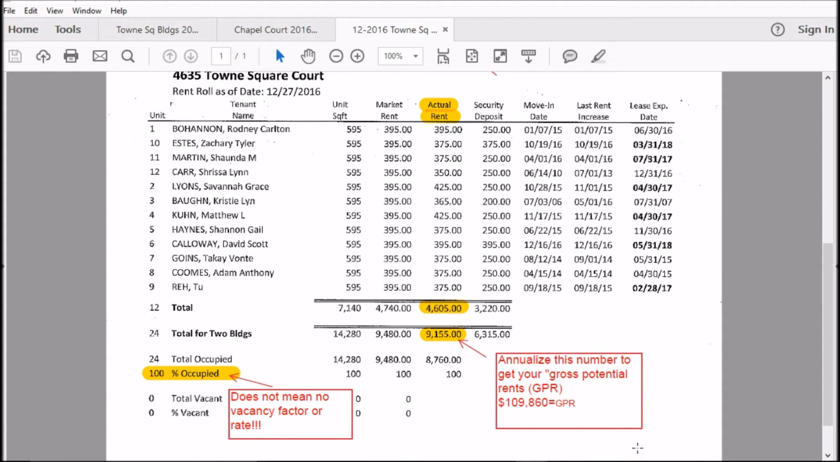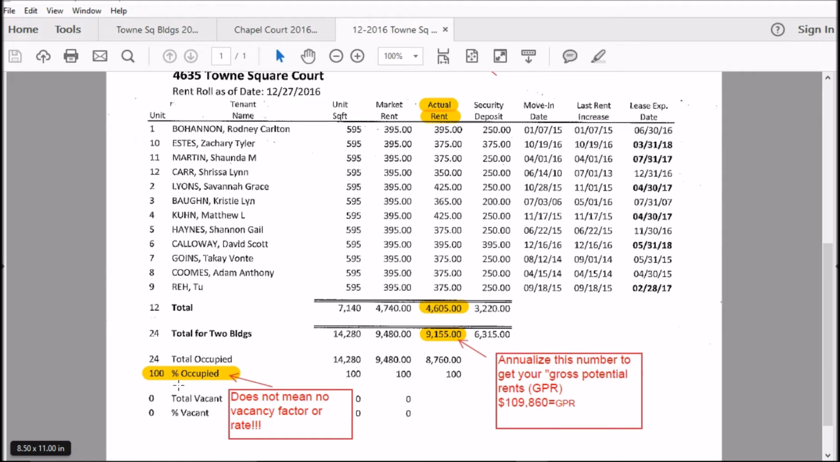You need to annualize this number to get your gross potential rents. When you annualize that number, that comes out to 109,860. And over here it shows that both buildings are 100% occupied.